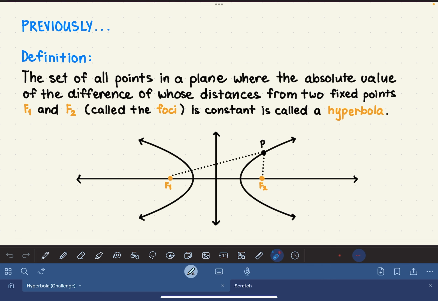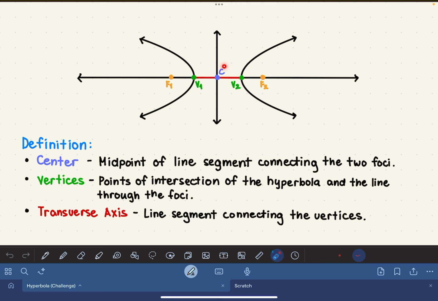Aside from the definition of a hyperbola, we also learned the following parts involving it. The first is the center. Basically, it's the midpoint of the line segment connecting the two foci. It would be this. The vertices are the points of intersection of the hyperbola and the line through the foci. So in our illustration, it will be this and this. Third is the transverse axis. It is the line segment connecting the two vertices, which is this one.